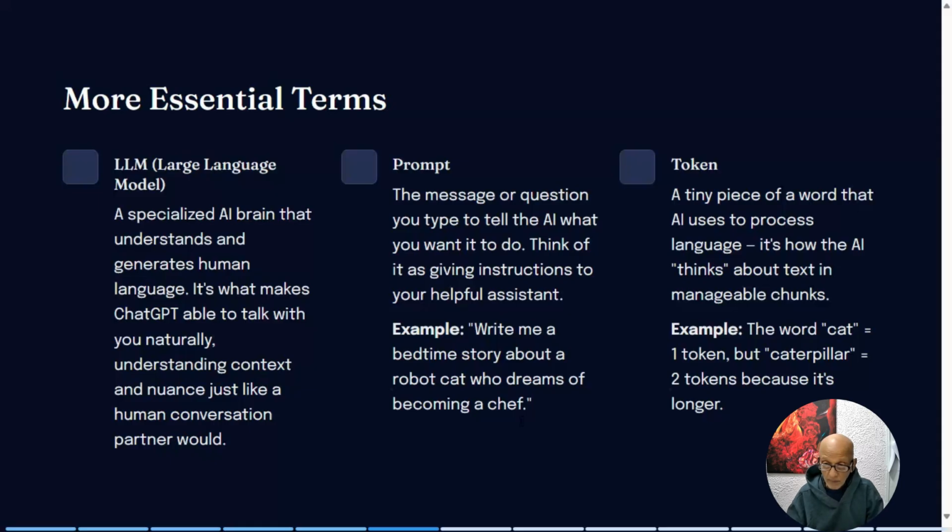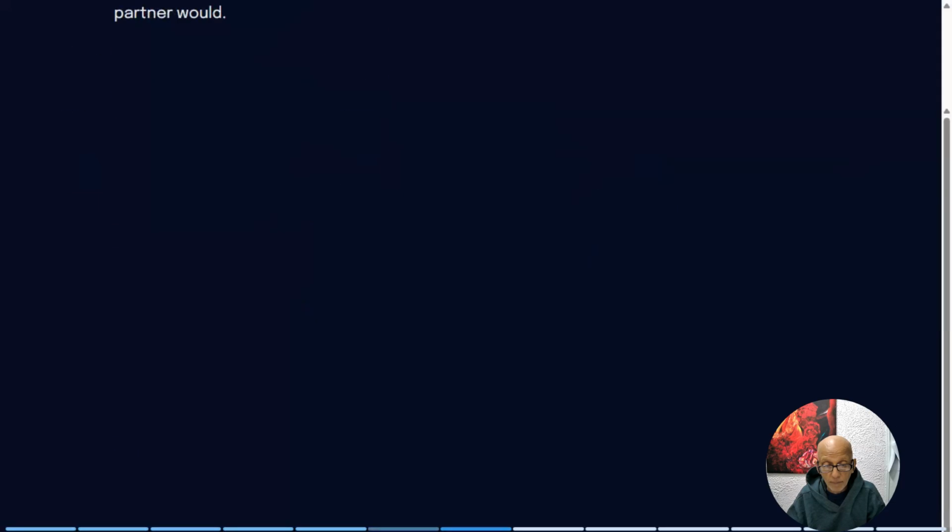Token. It's a tiny piece of a word that AI uses to process language. It's how the AI thinks about text in manageable chunks. Example, the word cat equals 1 token, but caterpillar equals 2 tokens because it's longer. Eventually, that'll make sense later on. The point is for you to at least understand these basic terms and the definitions.